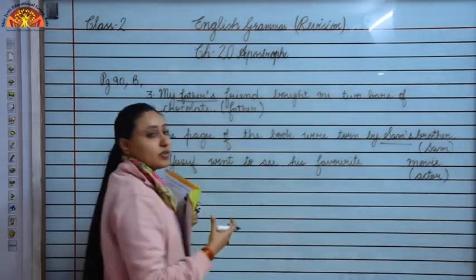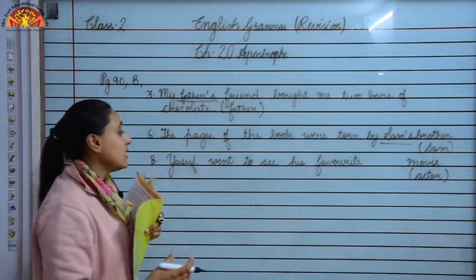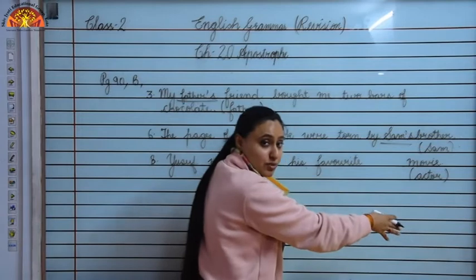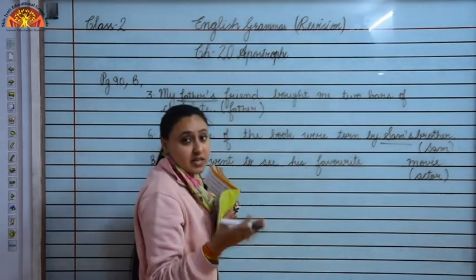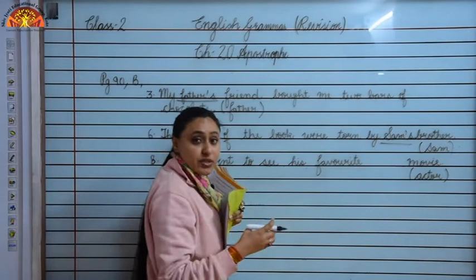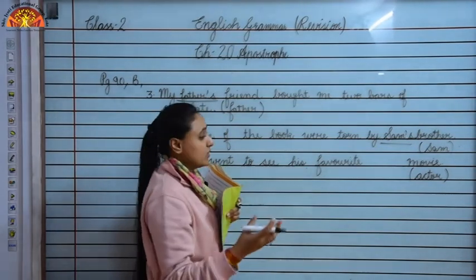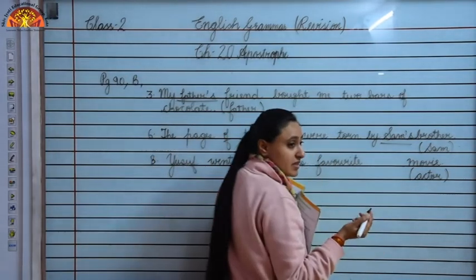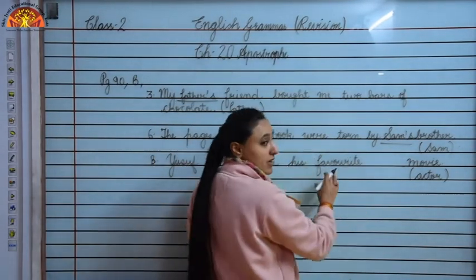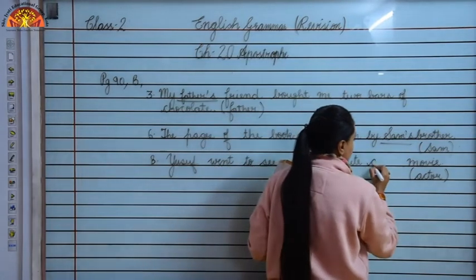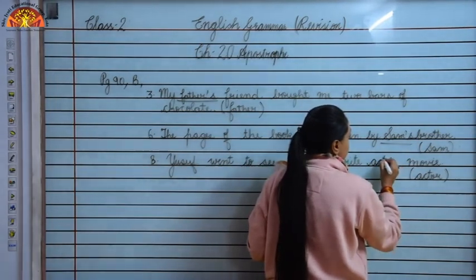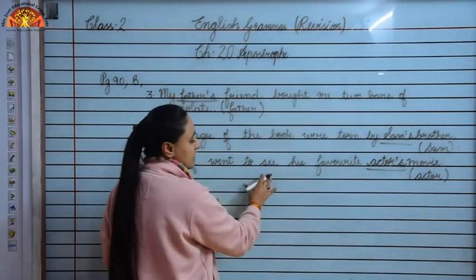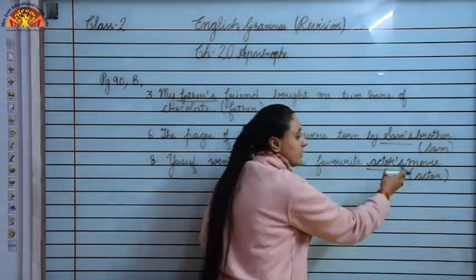So children, here we are talking about the favorite movie actor of Yusuf, because in bracket actor is given to you. So children, whose movie is it? It is Yusuf's favorite actor's movie. So we will write actor with apostrophe s. A-C-T-O-R with apostrophe s. Okay, the sentence will be: Yusuf went to see his favorite actor's movie, okay?